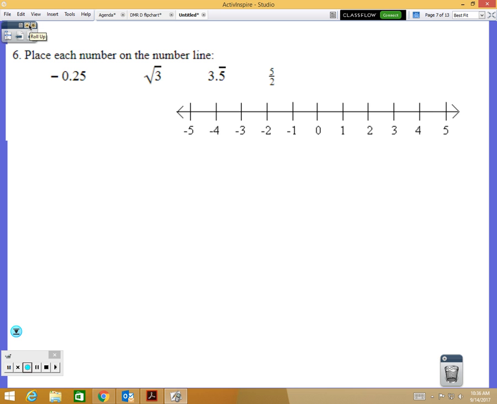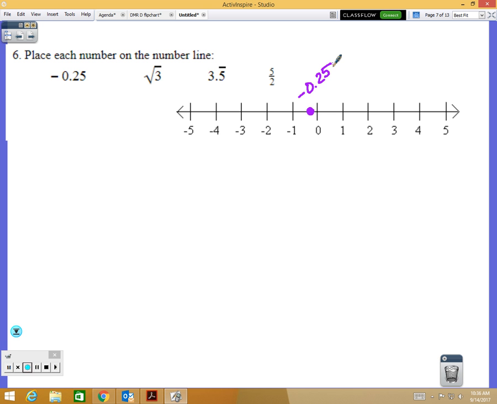Place each number on the number line. Alright, so we have a negative. Whenever you have negatives, that means it's going to be to the left of the 0. Negative 0.25 is going to be really close to that 0. Make sure that you put a point on the number line and you also label it.